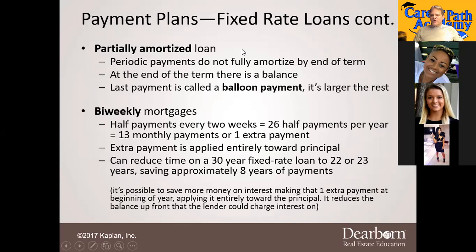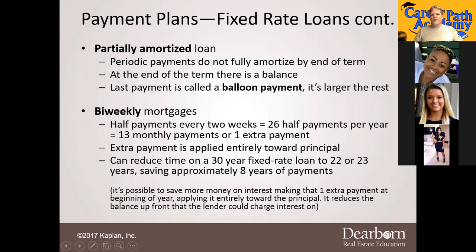Now, a partially amortized loan. If fully amortized means fully killed off, partially amortized means that it was only partially killed, meaning that by the time you make your last mortgage payment, there's still going to be an excess balance. So that last mortgage payment is going to end up being larger than the rest. That last payment that balloons in size, guess what they call it? A balloon payment. Does that make sense?